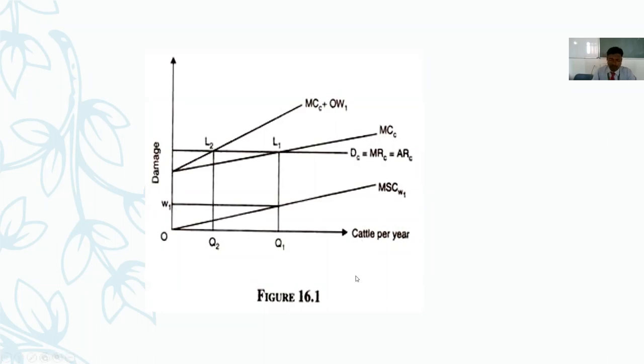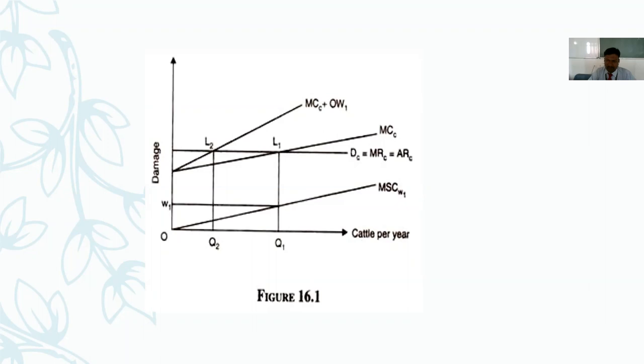Now we need to control it, but first this is the scenario. Because of this scenario, the cattle producer has expanded the size of his activity so that the output has increased, which leads to damaging the wheat producer. So the wheat producer has to lose some amount of property. Now the Coase mutual understanding negotiation is going to happen. Because of the negotiation, now we are going to come to a common solution.